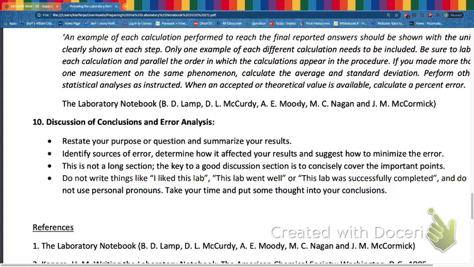Then you should think about any errors. So an error is not a mistake. A mistake is something that you really should have gone back and done again, like if you spilled something or you forgot to weigh something. Those are mistakes. Errors are more inherent in the lab, so the way we took data or assumptions we may have made.